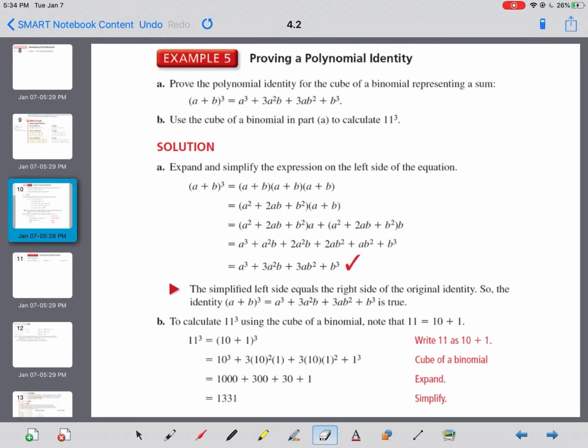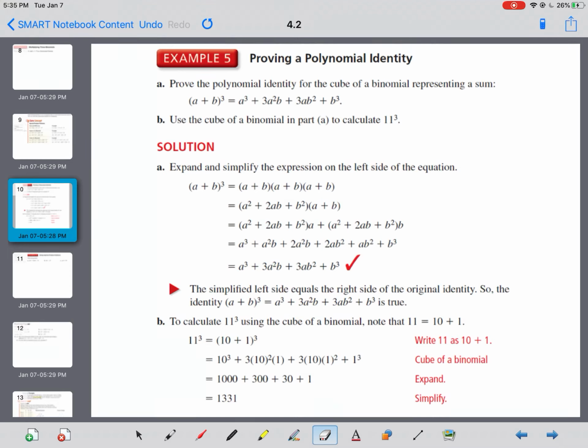Add your like terms. Checks out all right. Okay. So you can actually calculate the cube of a number by turning it into a binomial of numbers that are easy to cube. So 11 cubed is kind of weird, but cubing 10 and cubing 1 isn't so hard.